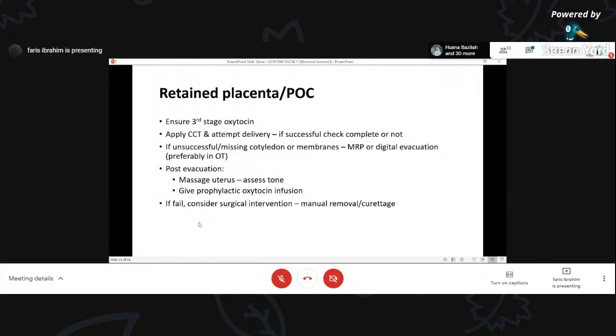Okay, and then you give a prophylactic oxytocin infusion. Yang ni, prophylactic oxytocin infusion ni I will talk later in uterine anatomy nanti. So kalau you dah buat MRP, fail juga.